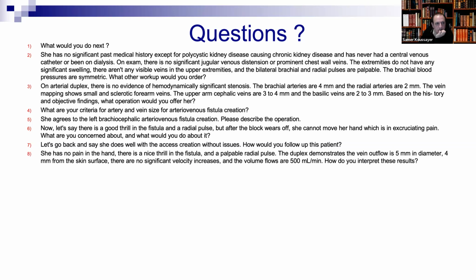Okay. So she has no pain in the hand. There is a thrill in the fistula, palpable radial pulse, and duplex demonstrates a vein outflow of 5 millimeters diameter, 4 millimeters from the skin, no significant velocity increase, volume flow 500. How will you interpret this result?